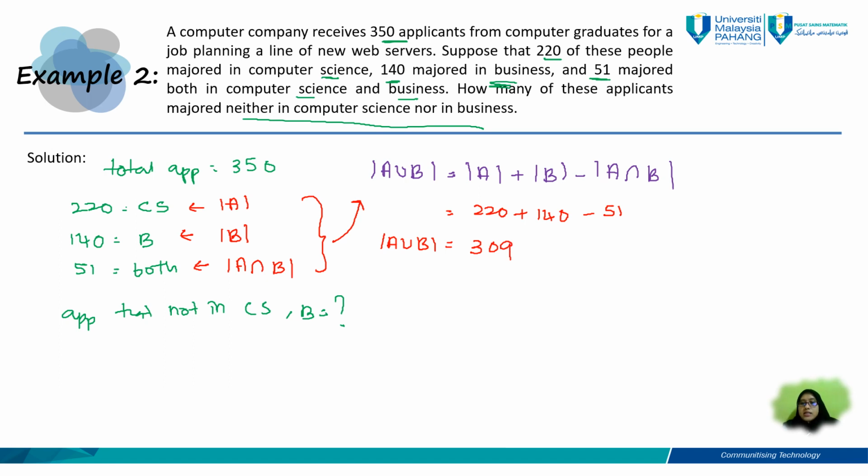But that is not our final answer. Our final answer is how many applications are not in computer science and also not in business. So the final answer is the total applications, 350, minus the applications from computer science and business, which is 309. So the applications that are not in computer science and also not in business is equal to 41.